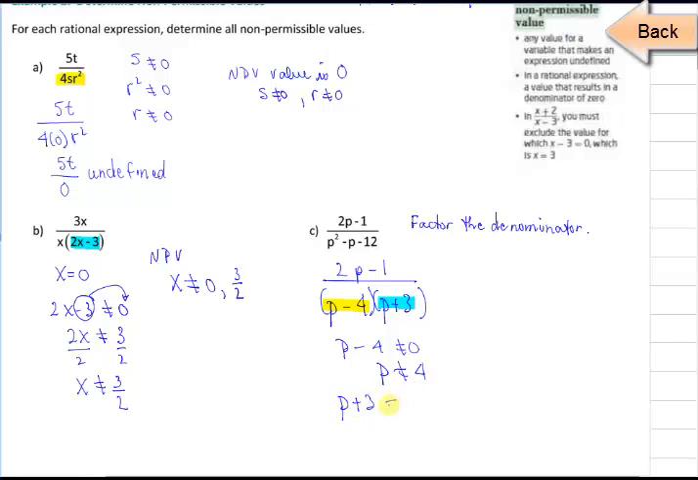On the second one, p plus 3 cannot be equal to 0, so p cannot be equal to negative 3. And so my non-permissible values are that p cannot be equal to negative 3 and 4. Okay, so that ends our discussion on non-permissible values.